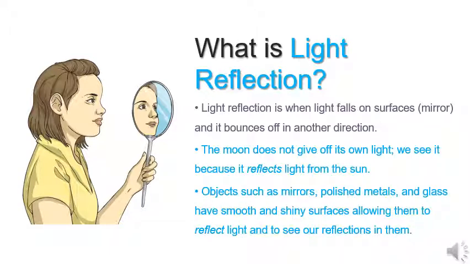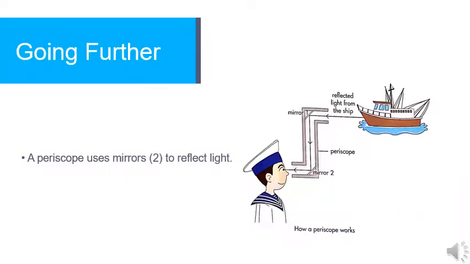Take note of all the light reflections happening around you. Objects such as mirrors, polished metals, and glass have smooth and shiny surfaces that allow them to reflect light, and so we can see our reflections in them. How cool is that?